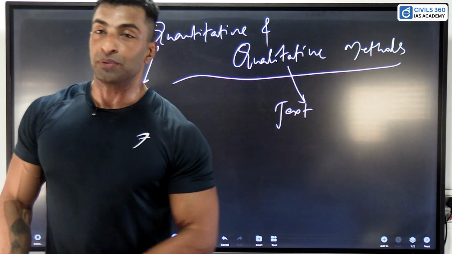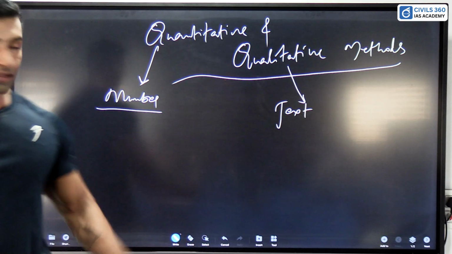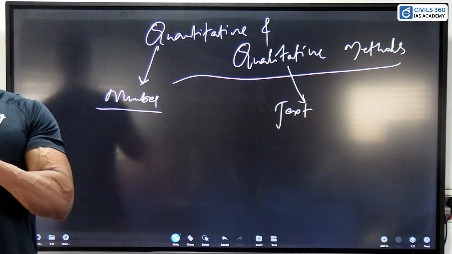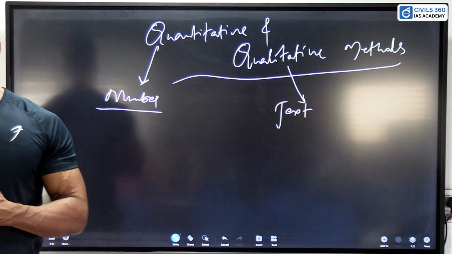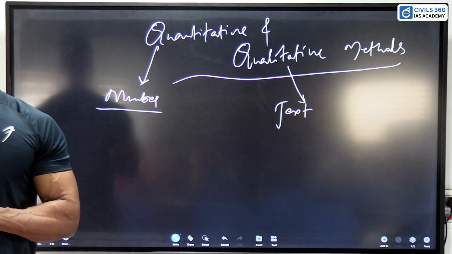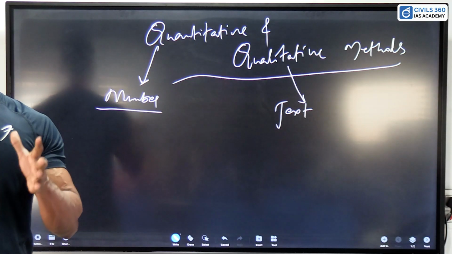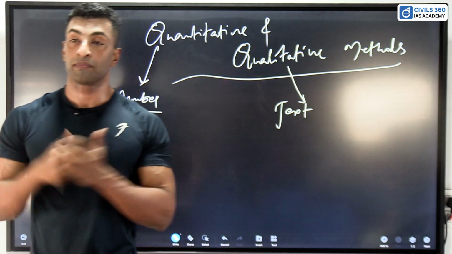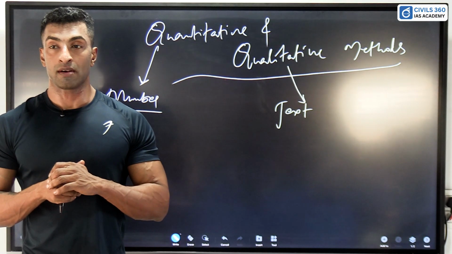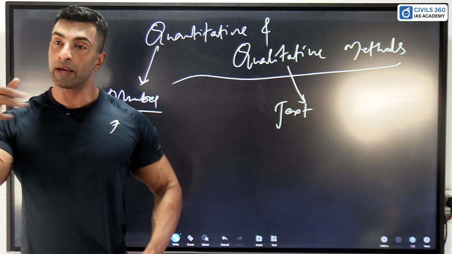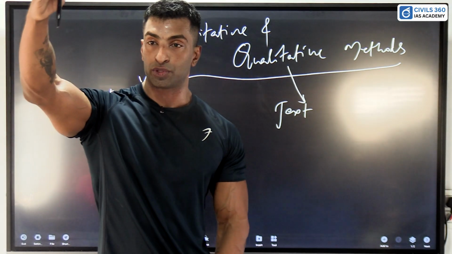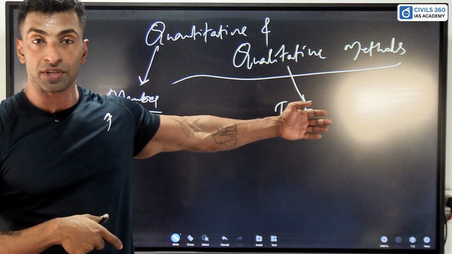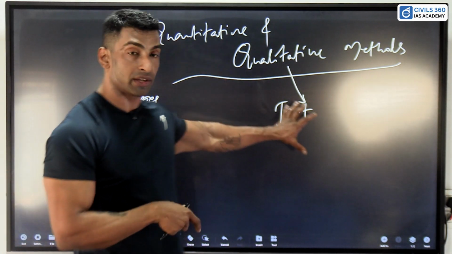Which one is easy to do? This is easy to do. Which one can do with a larger sample size? I want to collect maximum data. In which method? Quantitative, because yes or no I can get from 1 lakh people also, but can I keep on asking 1 lakh people for a detailed description? No. So there is a limitation here.